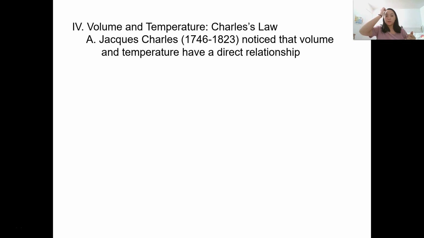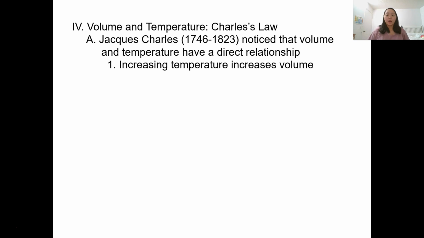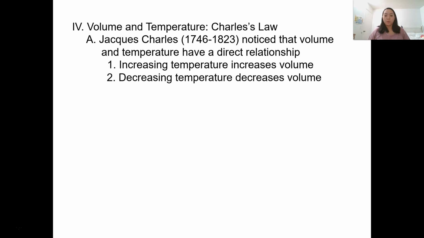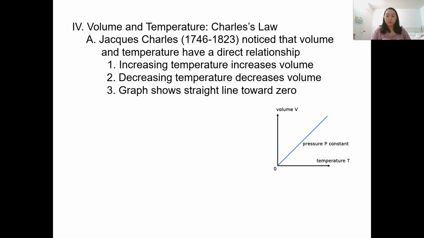Now Jacques Charles noticed that volume and temperature have a directly proportional relationship. And what this means is when you have an increase in temperature, you also have an increase in volume. And when you have a decrease in temperature, you also have a decrease in volume. Now, when he graphed out all his data points measuring the different temperatures corresponding to the volume, his graph shows a straight line going towards zero, just like this.